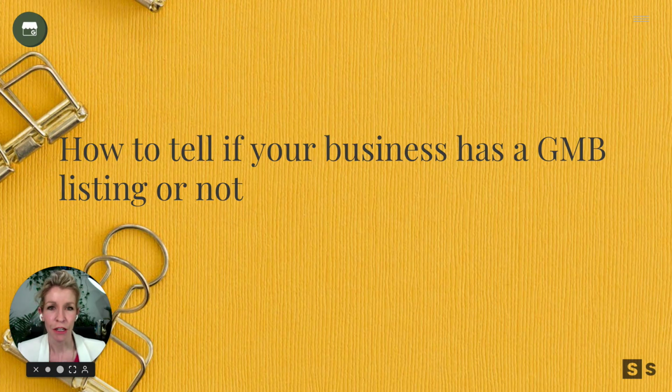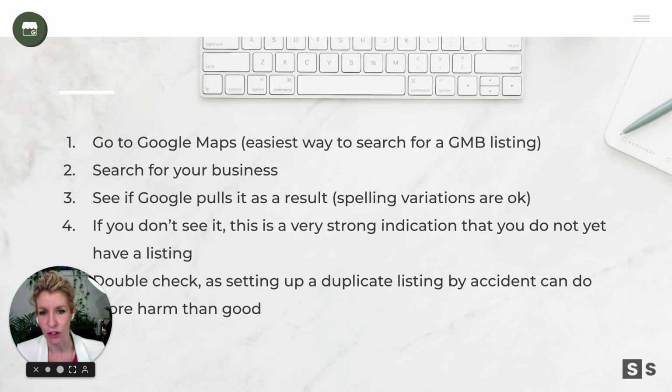So how to tell if we have a GMB page? Let's just check this out quickly. The easiest way is to go into Google Maps and simply type in your business name or a variation of it.